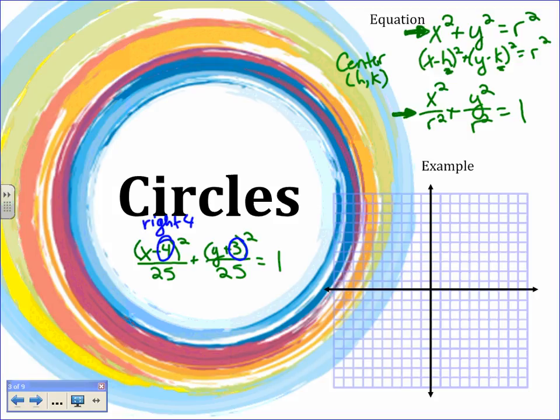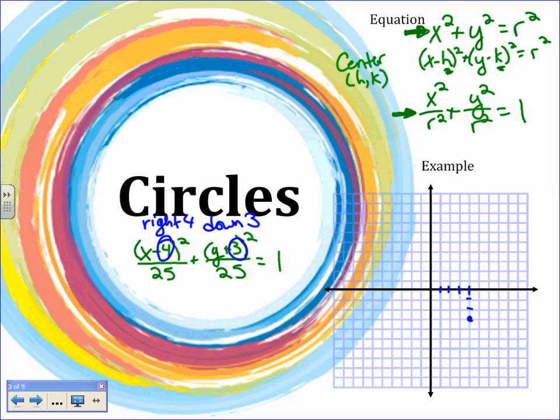And then this 3 means that I shifted down 3, because that's our y value. So y changes in the up and down direction, down 3, both opposite of what we want them to do. So I just go to the right 4, 1, 2, 3, 4, and then down 3, 1, 2, 3, and there's the center of my circle.